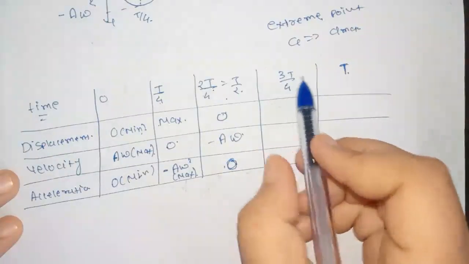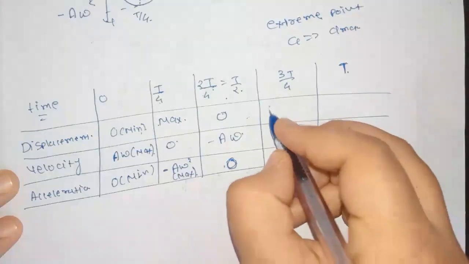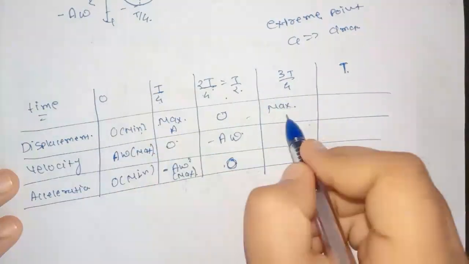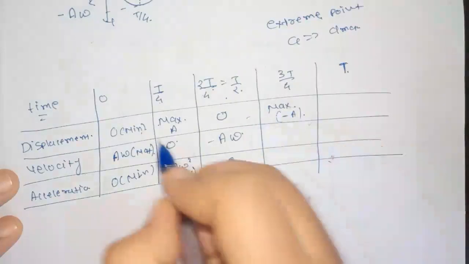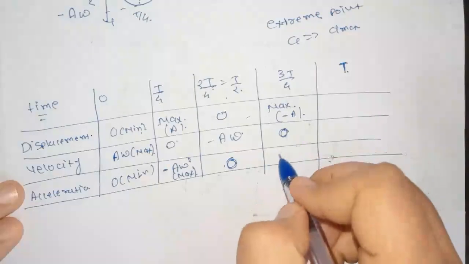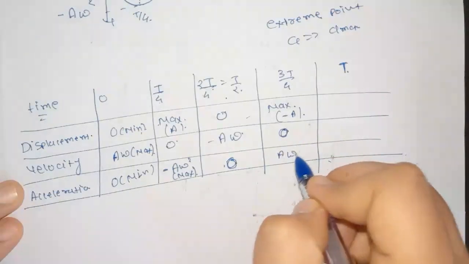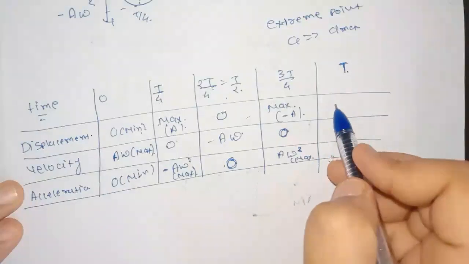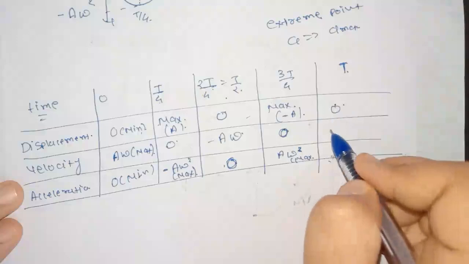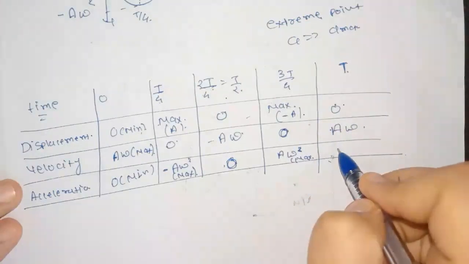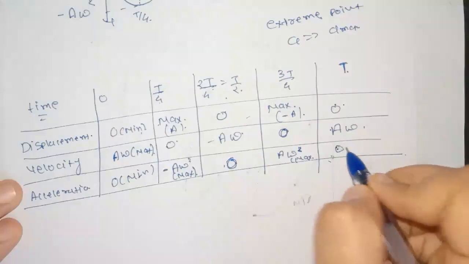At 3T by 4, again the displacement is maximum. But in this case, if it was A, then now it will be minus A. The velocity will be 0 and acceleration will be A omega square, that is maximum. And again at T, the displacement will be 0, velocity will be A omega and acceleration will be 0.